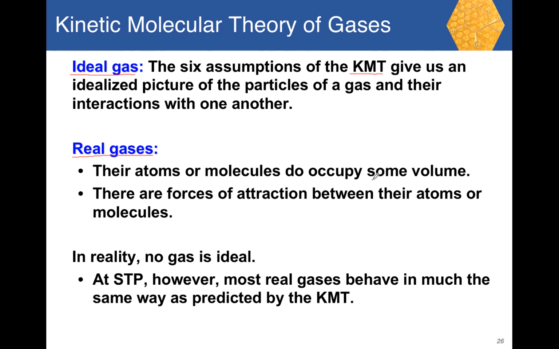The atoms do occupy some space, and there are very weak forces of attraction in a real gas. But in reality, what we use is the ideal gas equation, and we imagine that the real gas is behaving as an ideal gas. So again, we are working in an environment with real gas. The equations and laws that have been developed are for ideal gas. We use the ideal gas equation because we're making the assumption that real gas is behaving as an ideal gas. So that's why we can do these calculations.